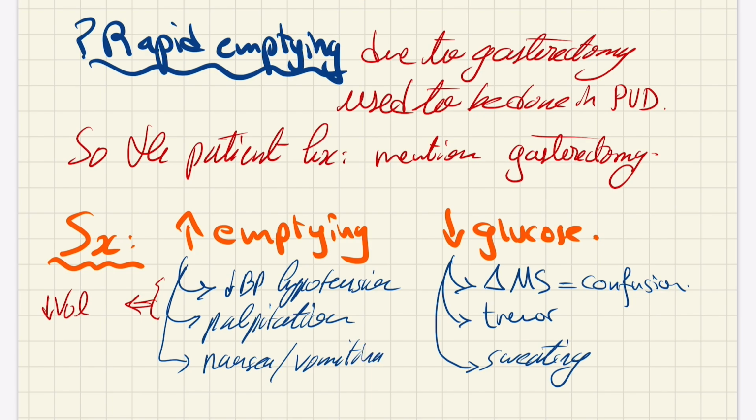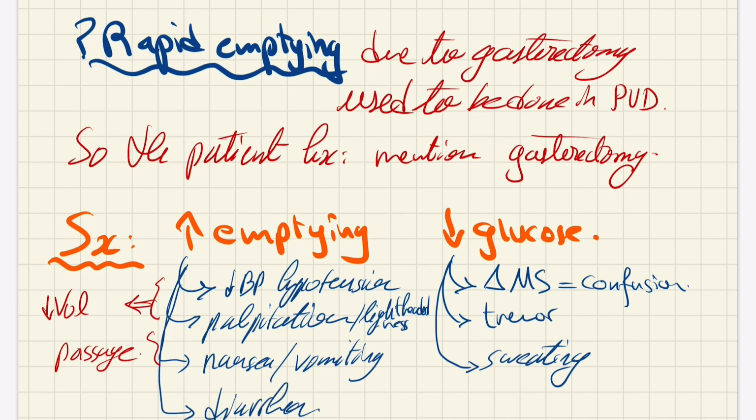Also, we will have nausea, vomiting, abdominal cramps, and pain. Nausea and vomiting because of the fast and rapid emptying of the stomach, and also we will have lightheadedness because of the volume loss and hypotension. Also, there is diarrhea because of the hyperosmolarity.